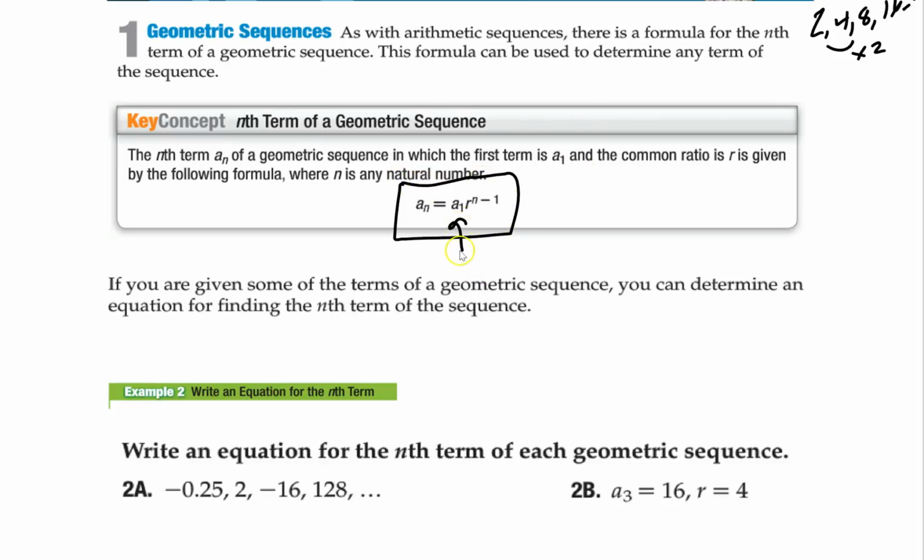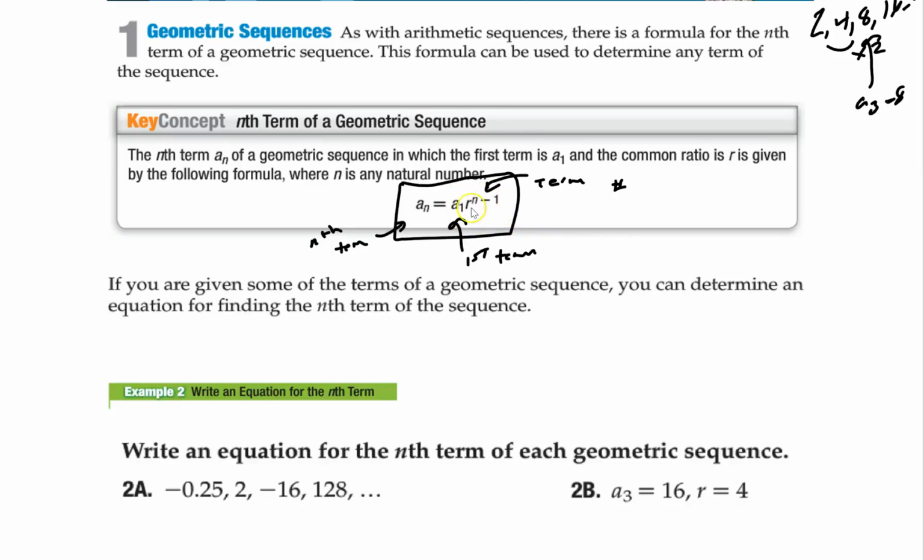A1 still means first term, just like before, right? An is the nth term, right? N is the term number, right? Like right here, A3 would be 8. It's the third term. And then R is a little different.